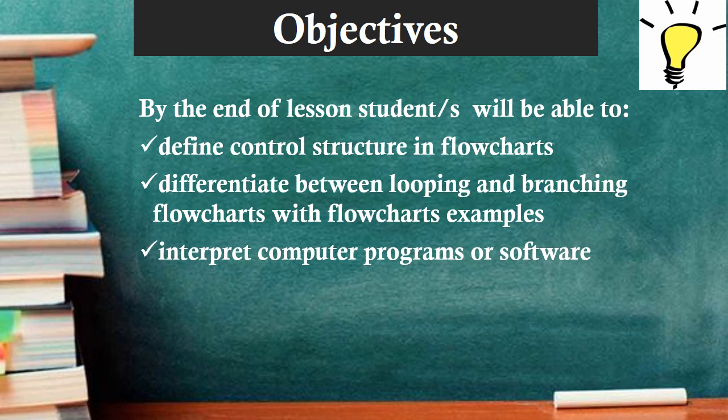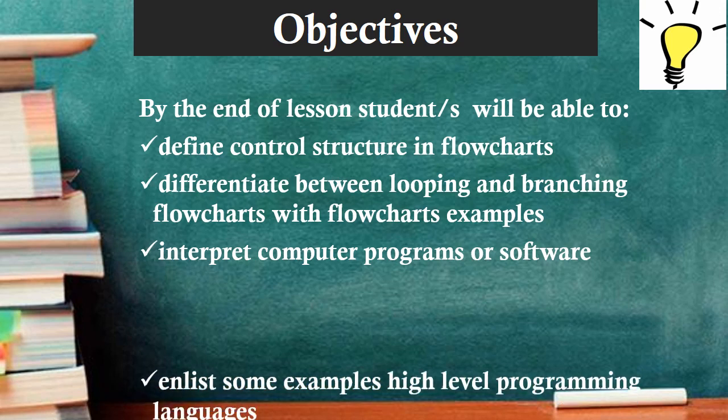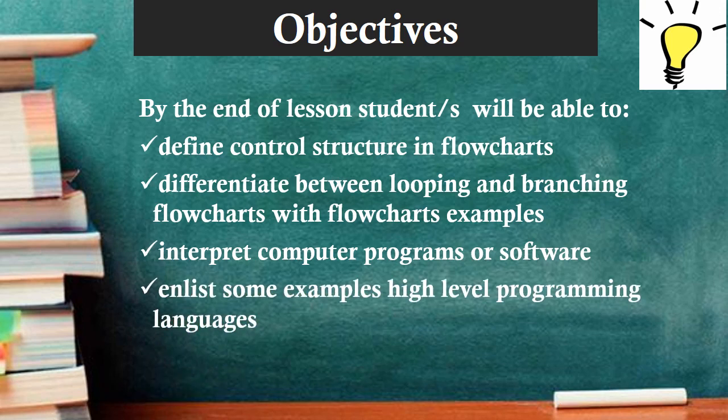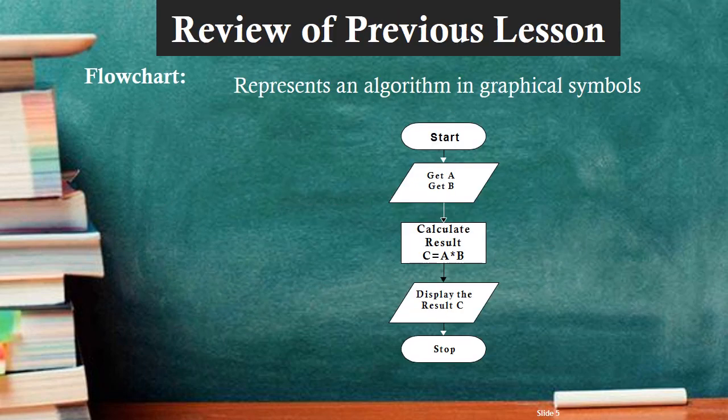Number 3, interpret computer programs or software. What is a computer program and what is the link between an algorithm and a program? And number 4 is enlist some examples of high-level programming languages. Before starting today's lesson, let's take a quick review or recap of the previous lesson. In the previous class, we discussed flowcharts.